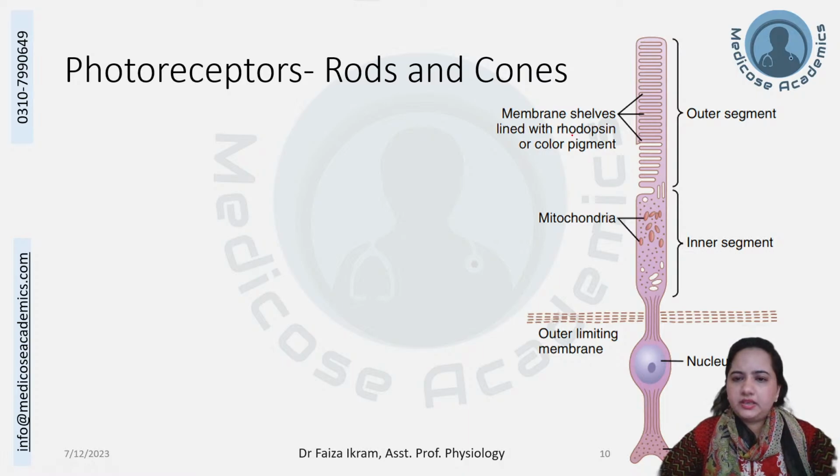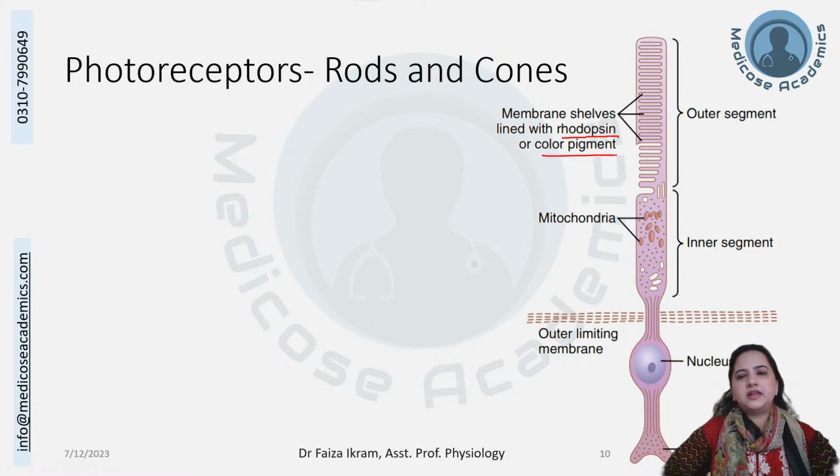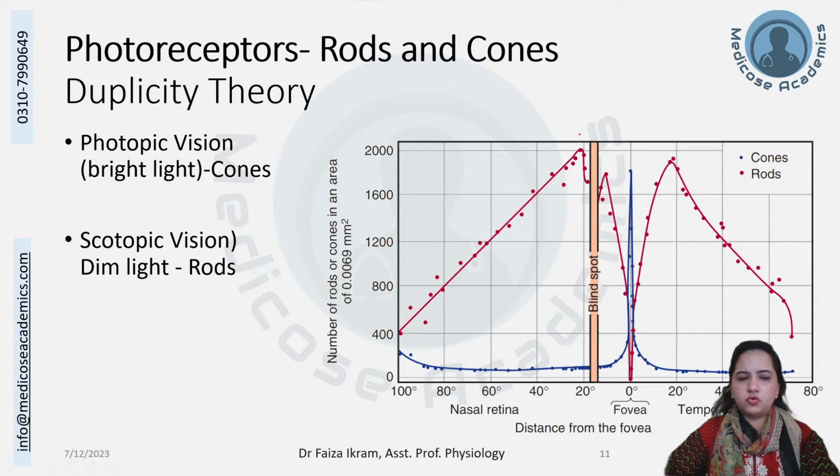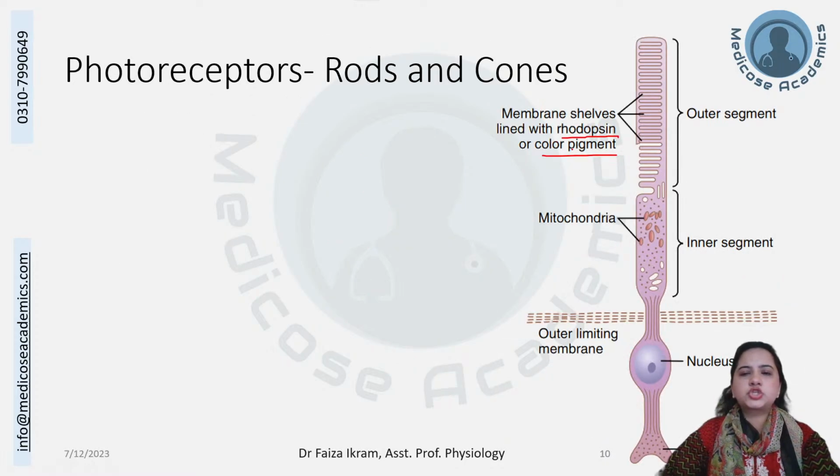This slide is showing the photopigment, rhodopsin or color pigment. Rods have the photopigment rhodopsin, whereas cones have the photopigment photopsin. We will be looking into the details of rhodopsin and photopsin in a while.